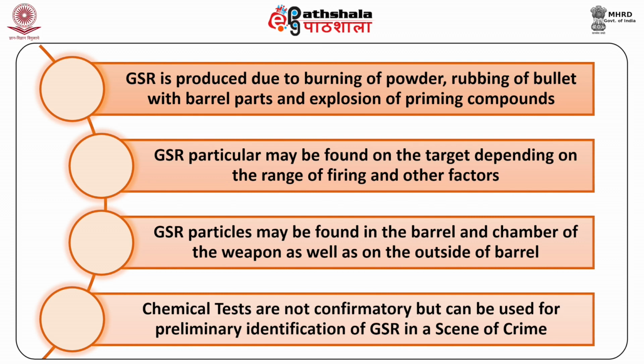GSR particles may be found in the barrel and chamber of the weapon as well as on the outside of the barrel. Chemical tests are not confirmatory but can be used for preliminary identification of GSR in a scene of crime.